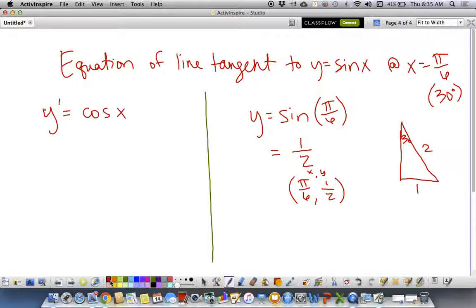What do we do next? Do the dy/dx at pi over 6. So now, what is cosine of pi over 6? Square root of 3 over 2. Okay.